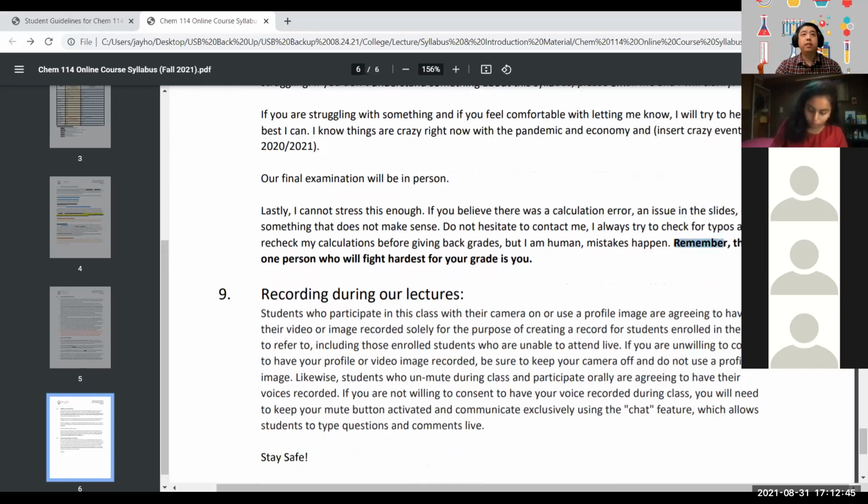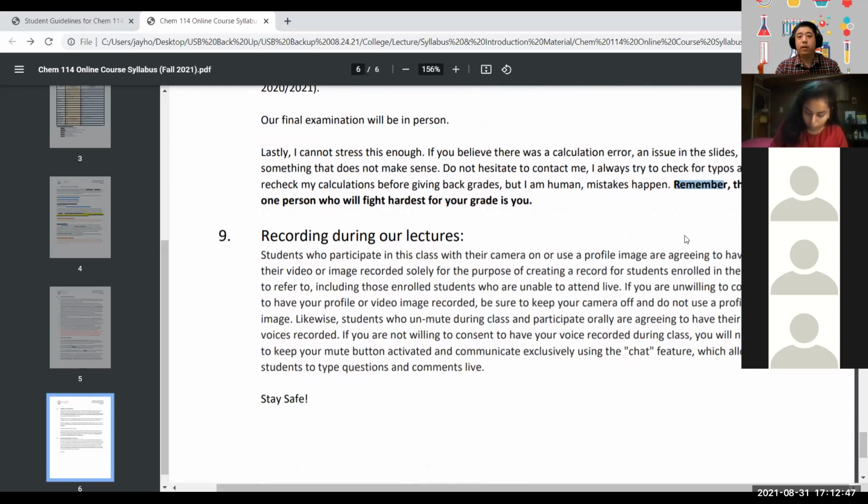And the main thing I want to mention here is that the only person who's going to fight the hardest for your grade is going to be you. So not your parents, not your grandparents, not someone who's paying for your tuition, not your friends, not your teachers. You yourself are going to be the only person who's going to get yourself the highest grade possible, okay?